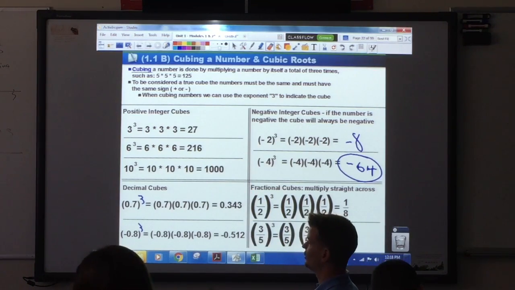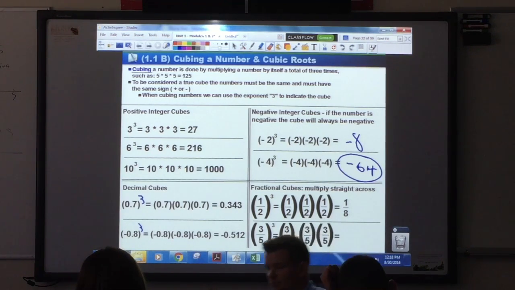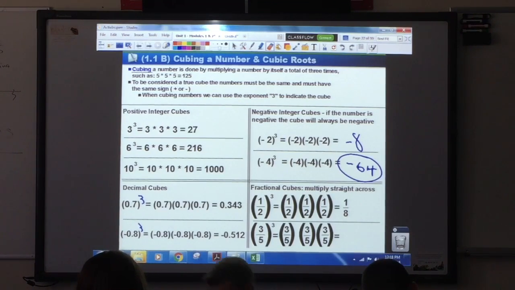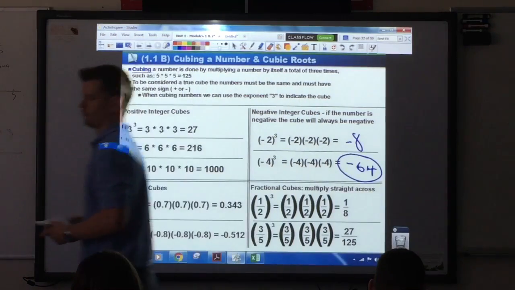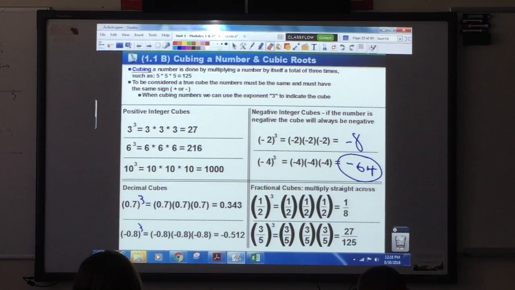Okay, and then what is 5 times 5 times 5? Solve a simpler problem. What's 5 times 5? 125. He's got it. All right. So when we cube this sucker out, boom! 27 over 125. Don't take the whole fraction on all at once. Separate it. Cube the numerator, cube the denominator.